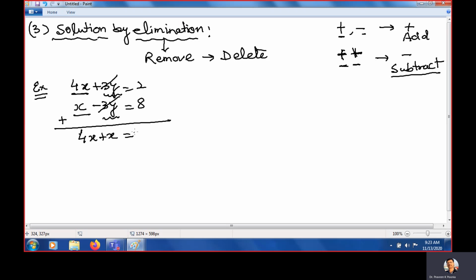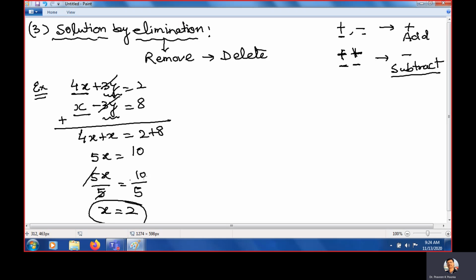4x plus x equals 2 plus 8. Okay, so what is 4x plus x? It is 5x, and 2 plus 8 is 10. Divide by 5. 10 upon 5 is 2. This is the value of x.